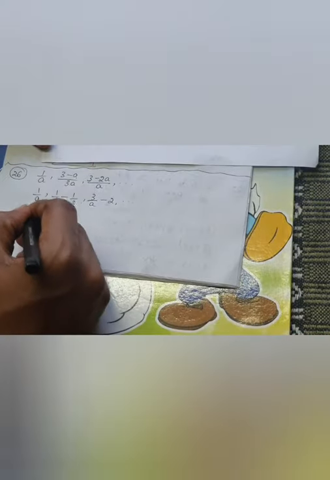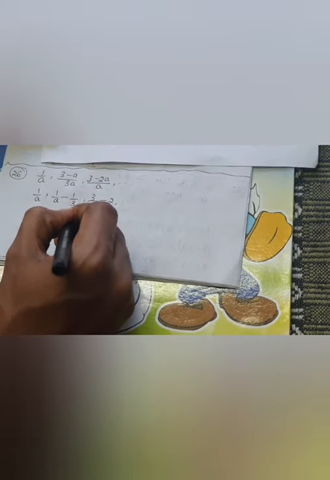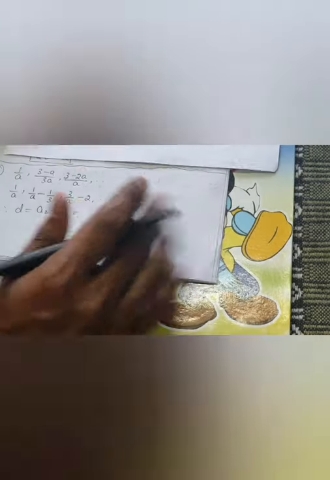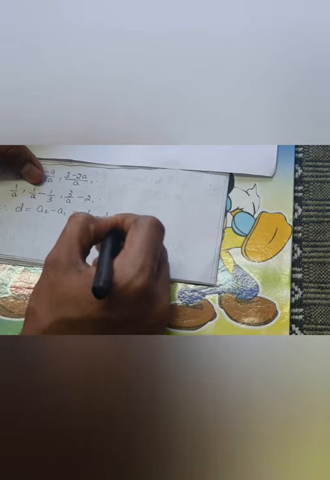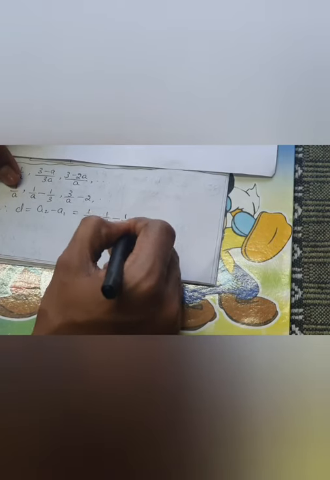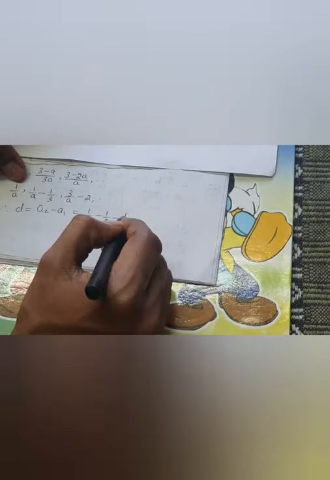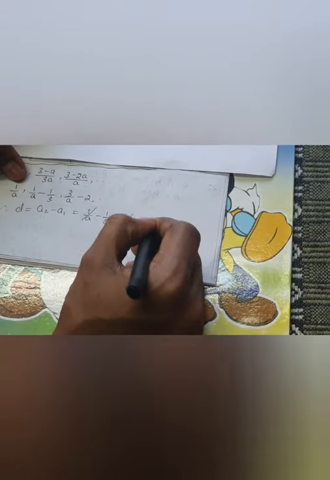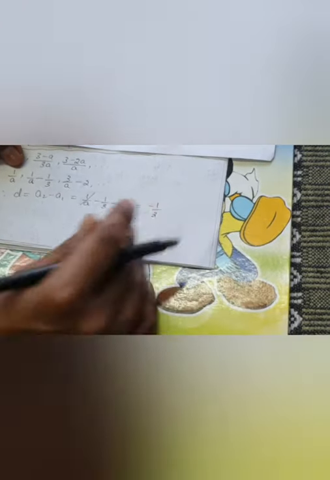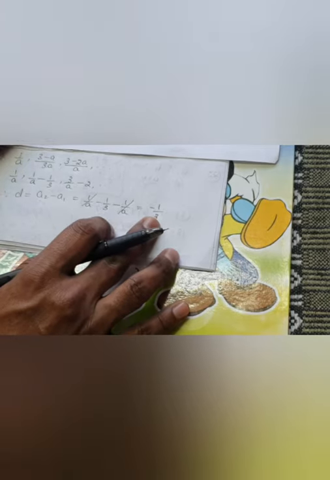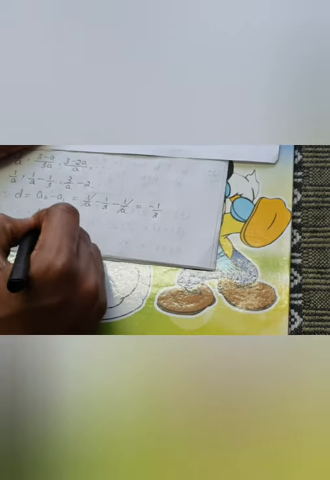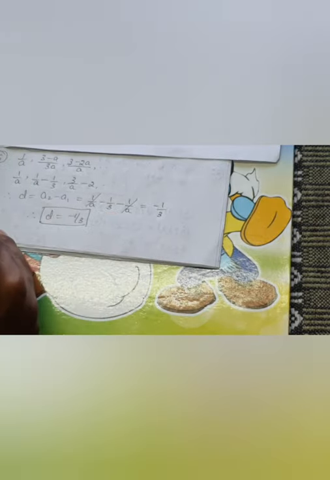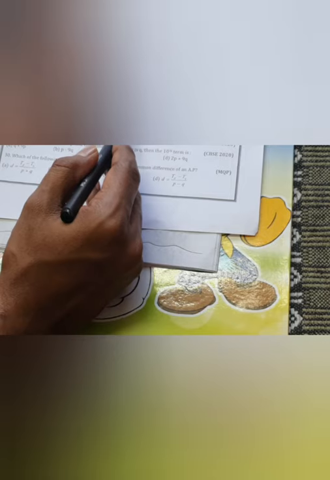Therefore, the common difference D is nothing but A2 minus A1. So what is A2 here? It is 1 by A minus 1 by 3, minus A1. A1 is 1 by A. So minus 1 by A plus 1 by A gets cancelled. So the common difference D is nothing but minus 1 by 3. Therefore D is minus 1 by 3. So this will give you the conclusion of question number 26.